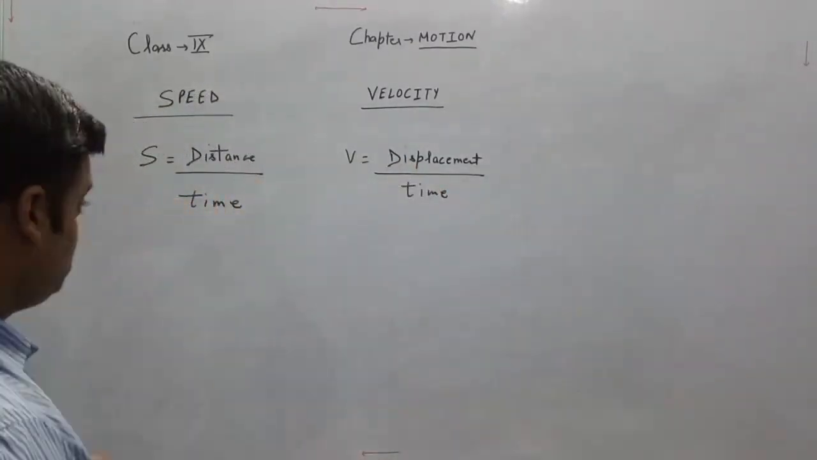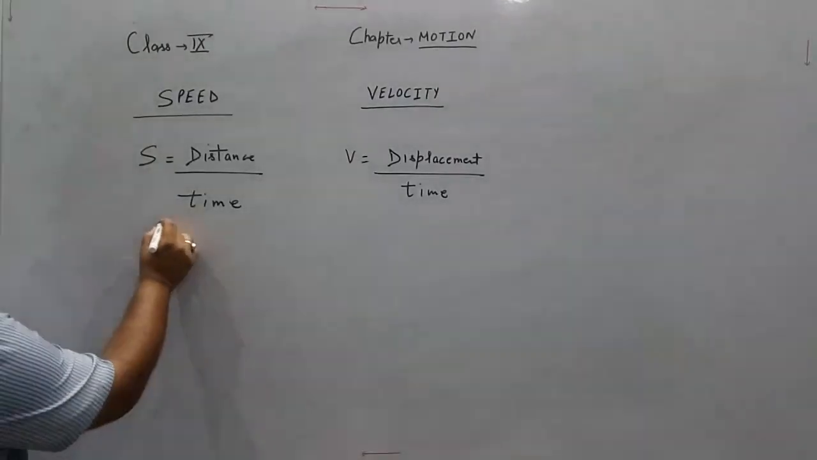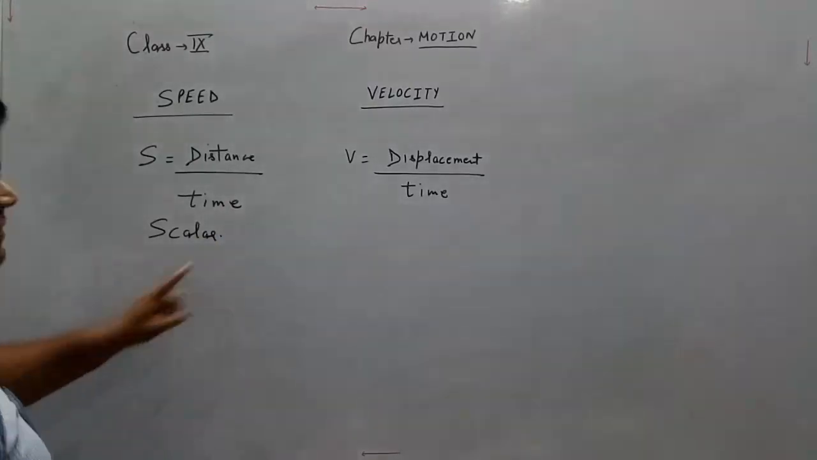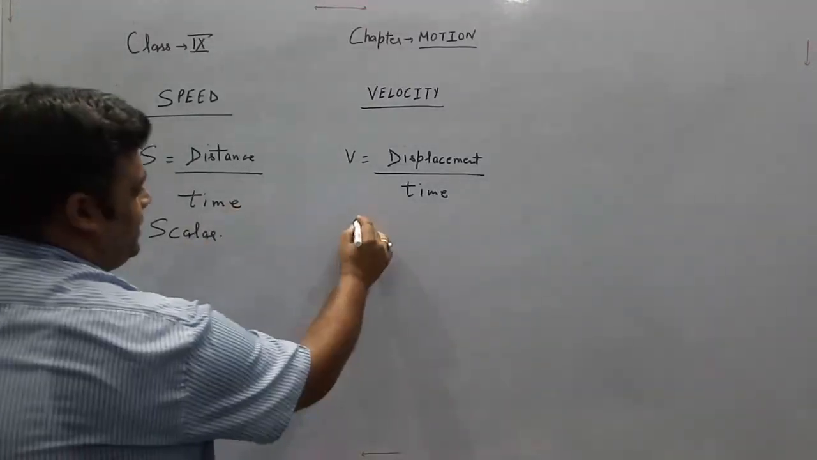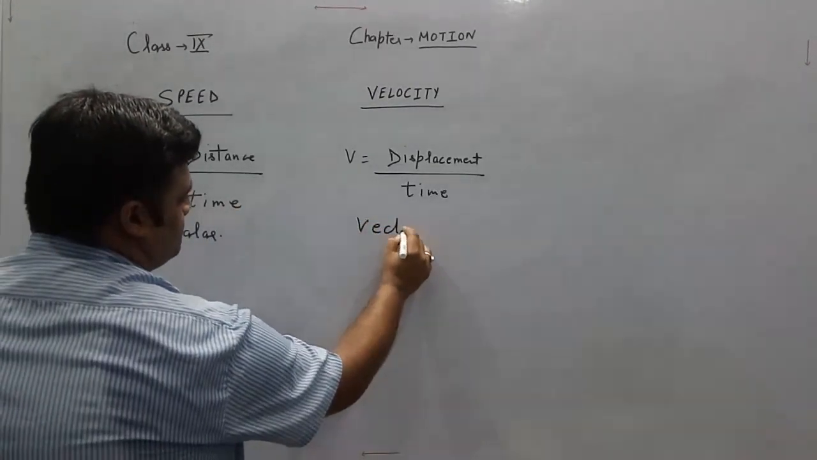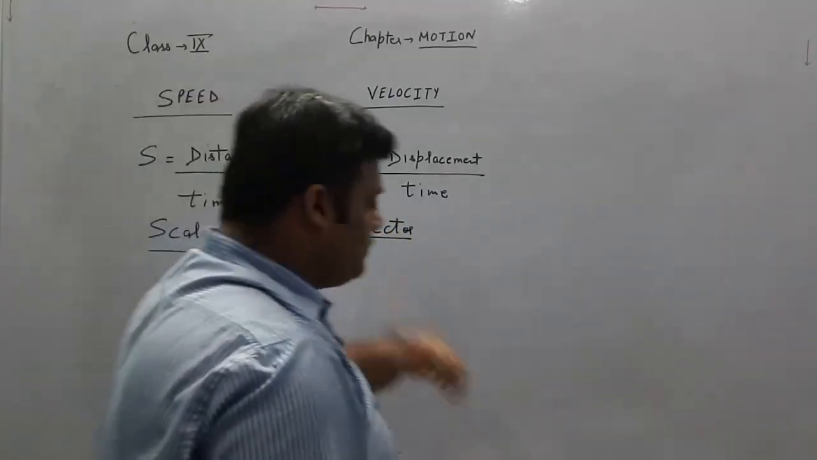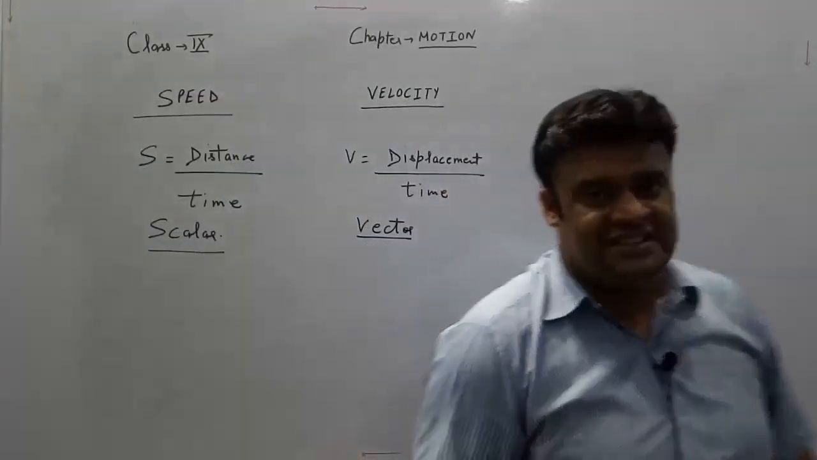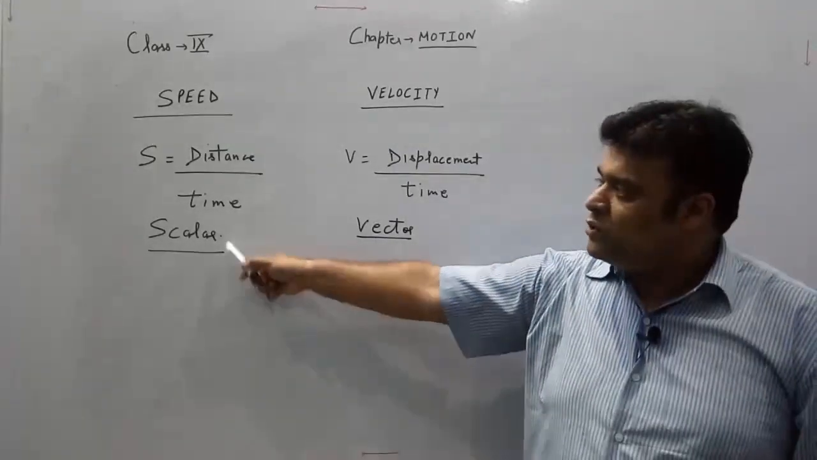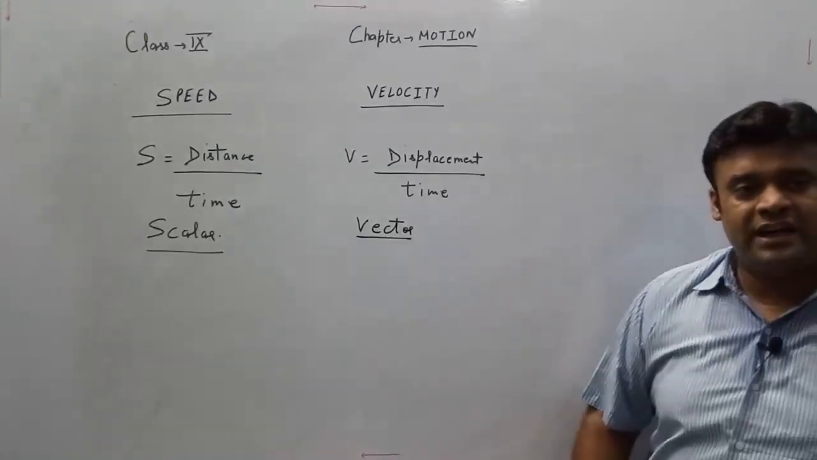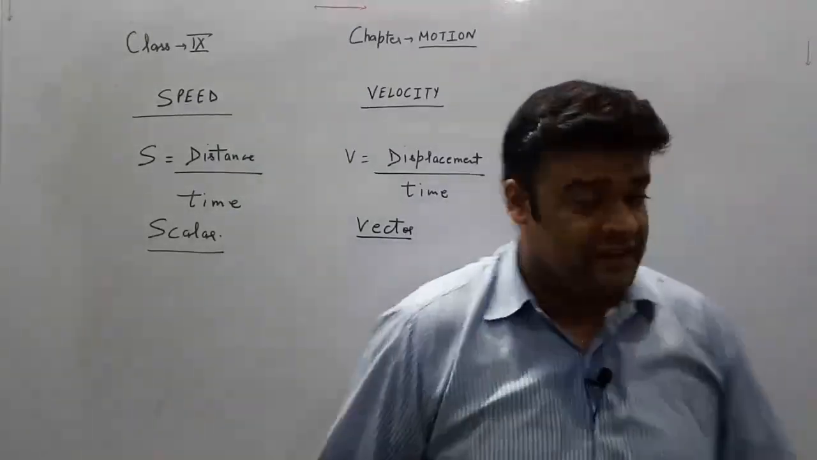Speed is a scalar quantity and velocity is a vector quantity. Scalar and vector, again if you want to revise these: scalar has only magnitude and no direction, vector has magnitude as well as direction.